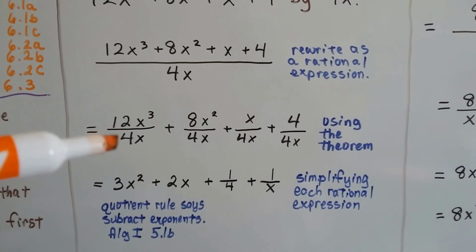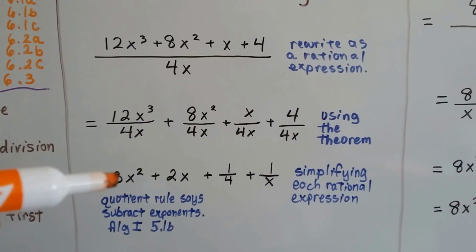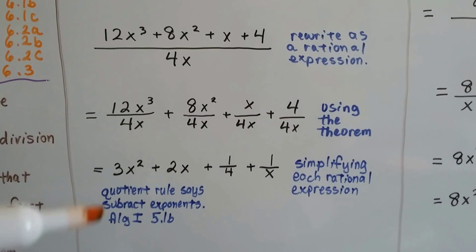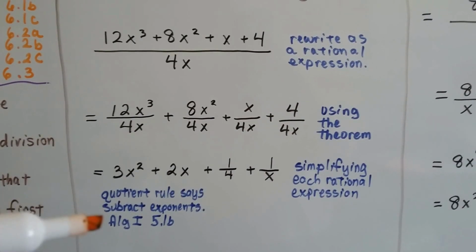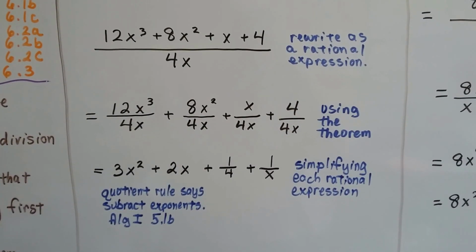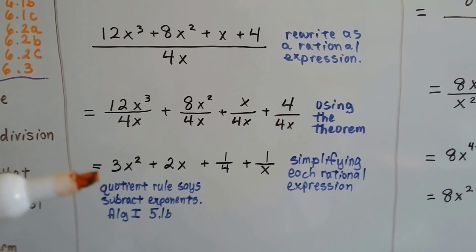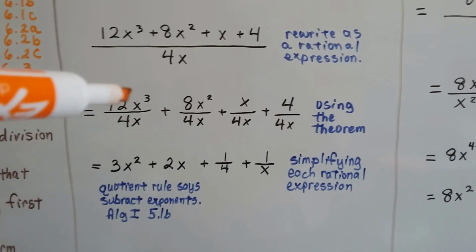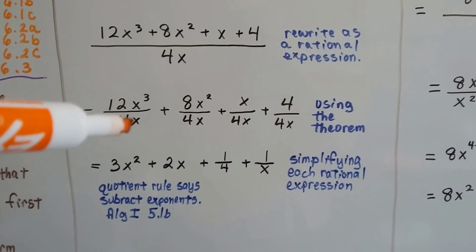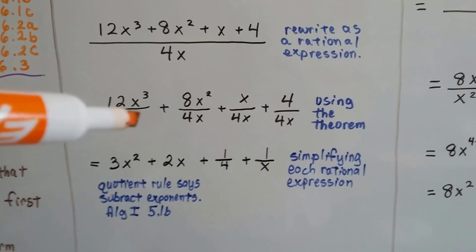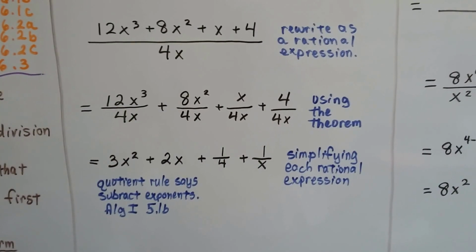This 12 divided by 4 is going to be a 3. And remember that quotient rule back in Algebra 1, 5.1b, we learned about subtracting exponents. And there's going to be a link in this video description for that too, in case you forgot from Algebra 1. But if we have x to the third, and this is x to the first power, isn't it? Then we do 3, take away that 1, which gives us x squared.